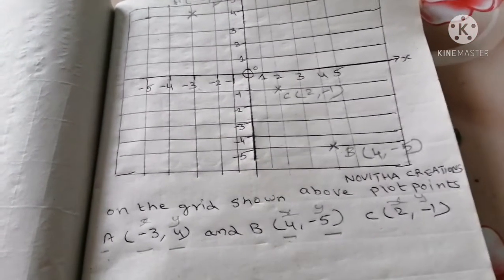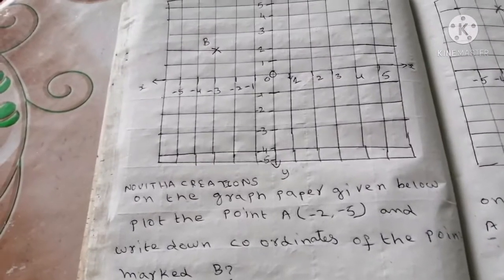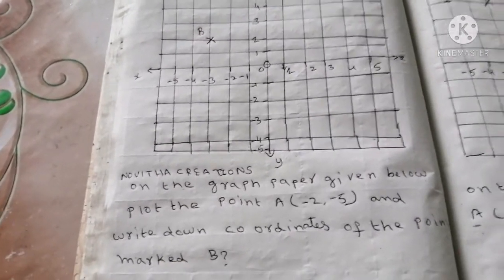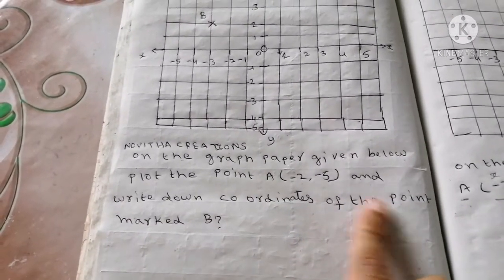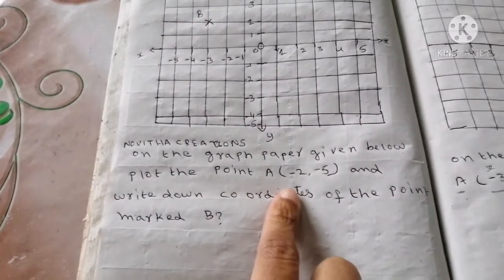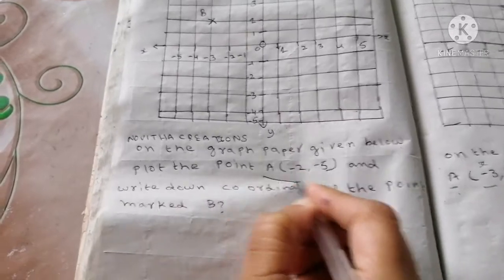Next we are moving to another question. This is another exam style graph question. On the graph paper given below, plot the point A minus 2, minus 5. So we need to just plot the point minus 2 and minus 5 here.